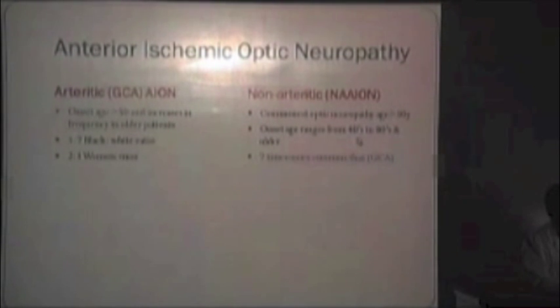Usually starts about the age of 40s, but between the age of 40s to about 50, I am very hesitant to call it ischemic optic neuropathy, and I always end up looking for other causes. And remember, it is 7 times more common than giant cell arteritis.